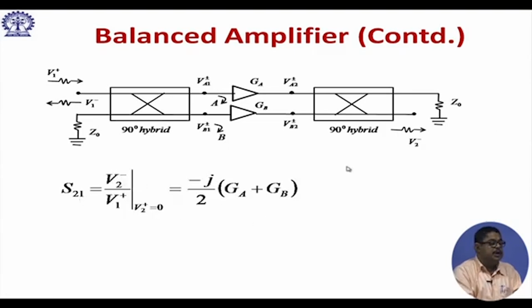S21 of this whole thing will be V2 minus by V1 plus, when V2 plus is 0. We have made V2 plus 0, because you see we have terminated with a matched load. So, this value is GA plus GB. So, you see S21 is this. Now, if we have identical transistors, it is simply S21 equal to GA by 2 with a phase change of 90 degrees.